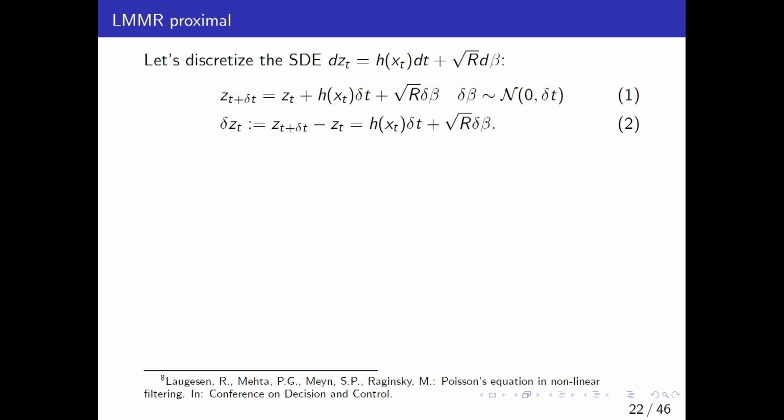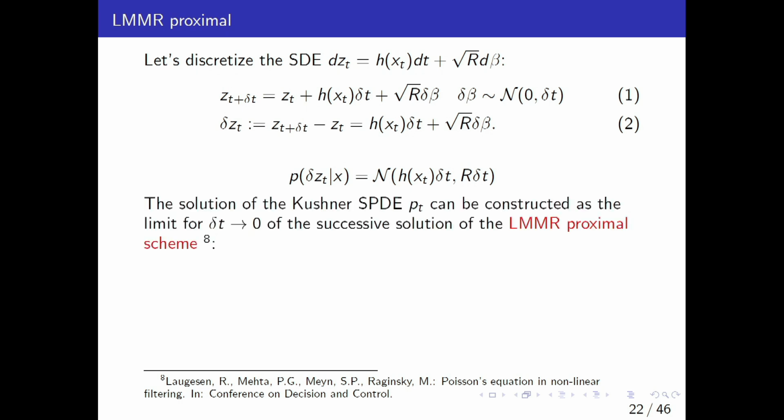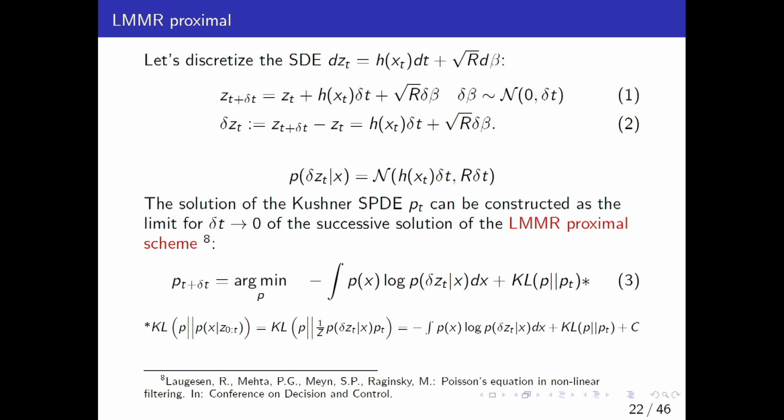So okay, quite nice. You can rewrite it like that, and we can write this quantity, which is a Gaussian: the probability of the increment conditionally on the state is a Gaussian of mean h delta t and covariance r delta t. It's just rewritten. Now we can introduce another proximal scheme, the one introduced here. This proximal scheme, like in the previous one, is in discrete time, and at the limit gives the solution of the Kushner equation. But the form is different.